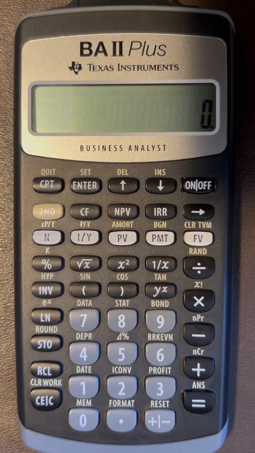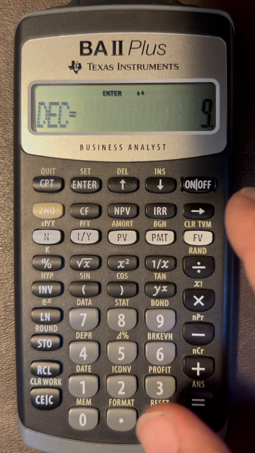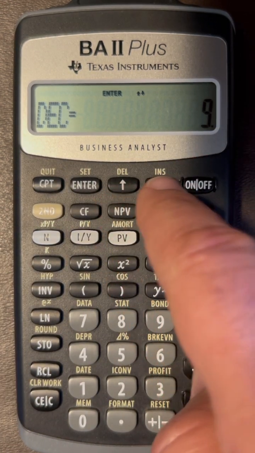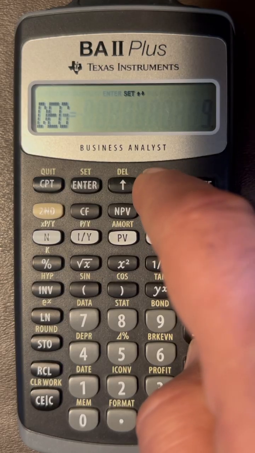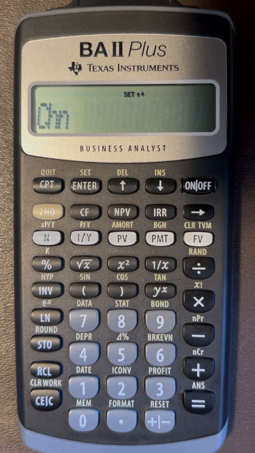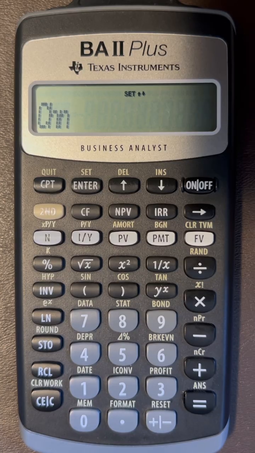To fix this, we're going to hit second again, and we're going to hit format. And now you can see it says dec equals 9. We've already fixed that. Use the up or down arrow keys. Use that down arrow key, and it'll cycle through some options. And you want to get to the option where you see CHN. That's chain, I think that's the abbreviation. That's not what we want.